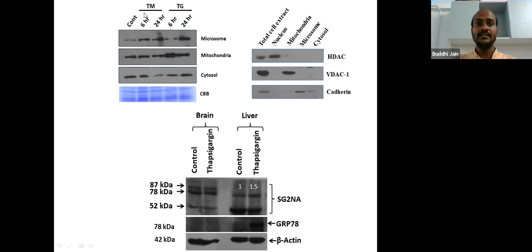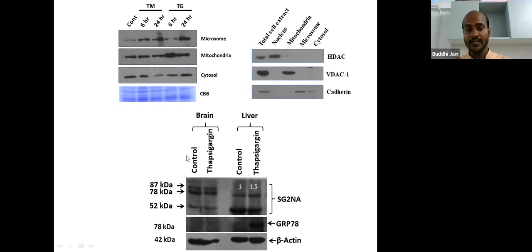We treated the cells with tunicamycin and thapsigargin, and at different time points, 6 hours and 24 hours, we did subcellular fractionation. We found that this increase is mainly in the microsomal fraction. This microsomal fraction contains the endoplasmic reticulum. So this increase in Hg2Na expression on treatment with these ER stressors is mainly in the microsomal part.